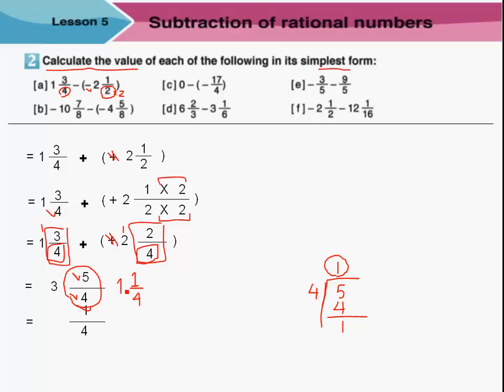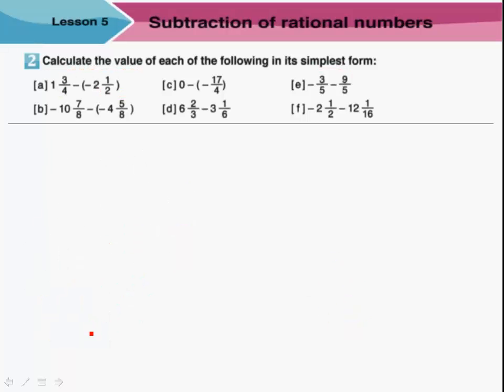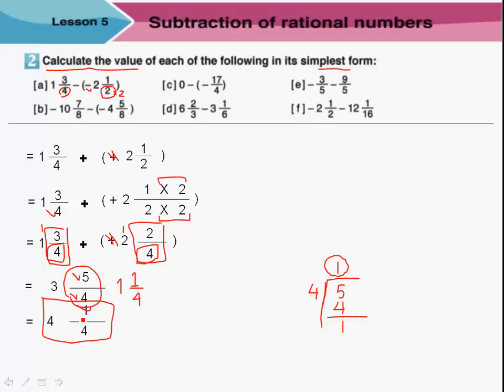So what about this one? We have here 3, and this will give us integer 1. So in this case, we have to add 1 to 3. I mean, we have to add 1 plus 3 equal 4. So the result is 4 and quarter. This is the result in its simplest form.